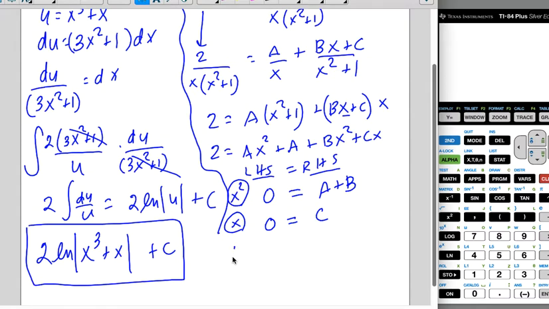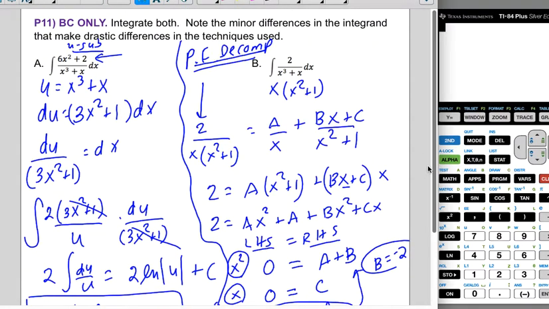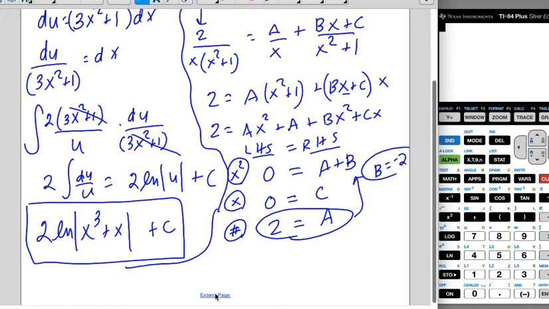And then lastly, whatever numbers I have on the left-hand side, which is 2, have to equal the numbers on the right-hand side. So now I know a is 2, which means I can back substitute to get that b is negative 2, because a plus b should be 0. So I know a, b, and c. I'm still not done with the calc, right? That's just the decomposition. So let's go ahead and give ourselves a little space down here.